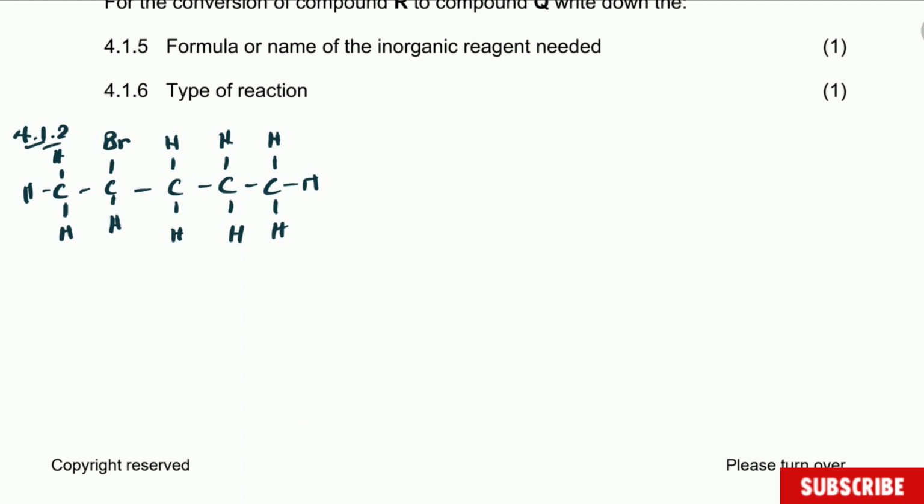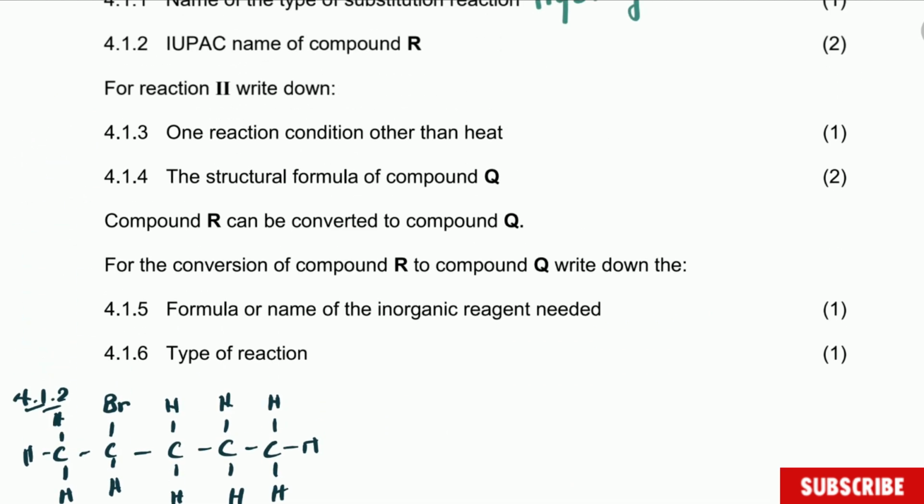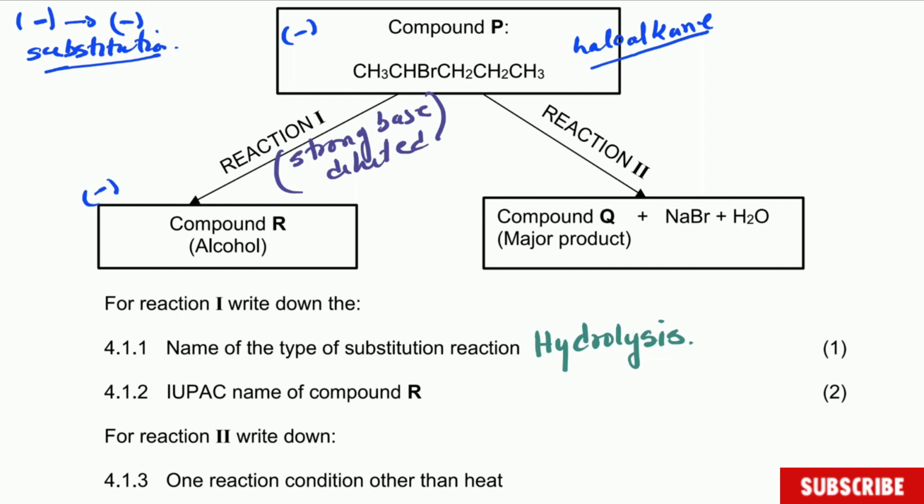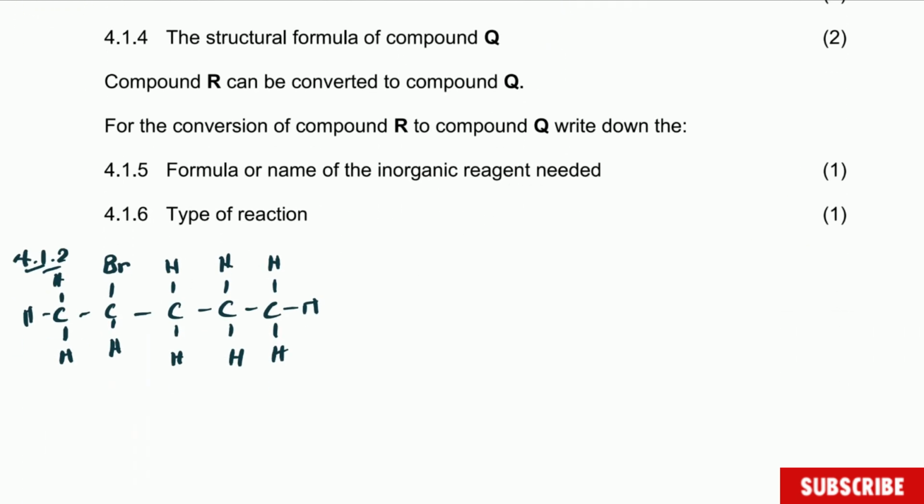Here is the structural formula of the compound that they gave us. That is the compound CH3CHBrCH2CH2CH3. And for this reaction, remember, you have to add a strong base. I'm going to write any base, it doesn't really matter. I'm going to write NaOH, and because it's substitution, this base must be dilute. This is not needed, it's just for you to understand.